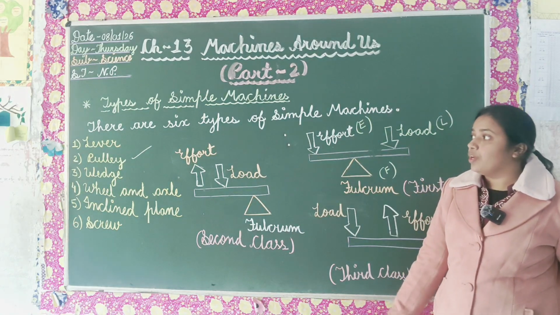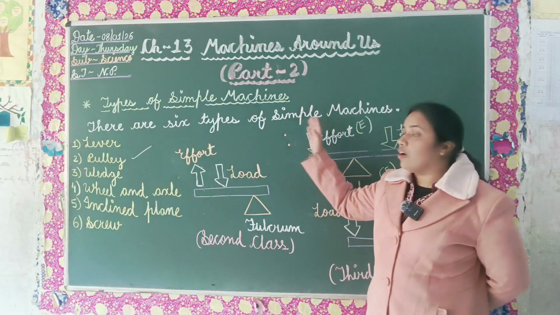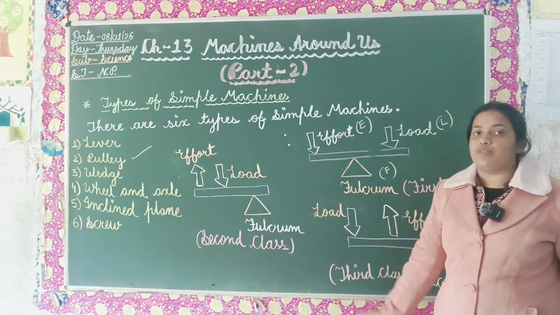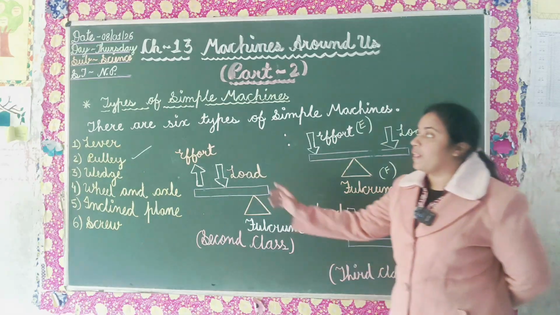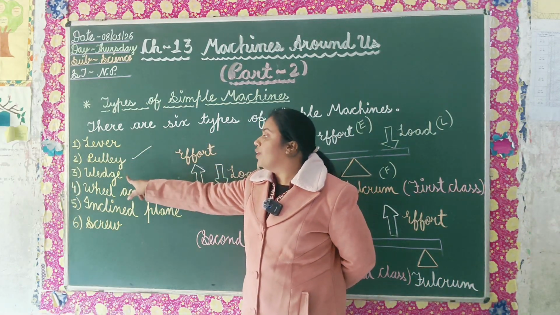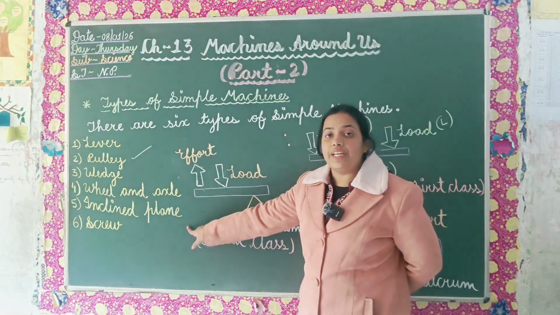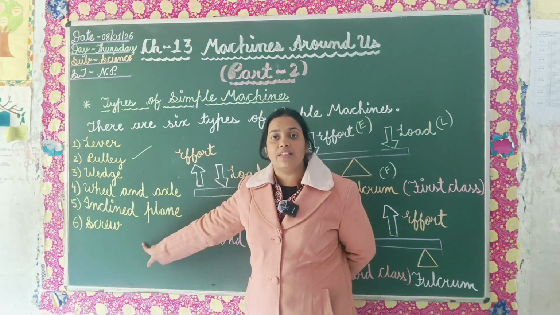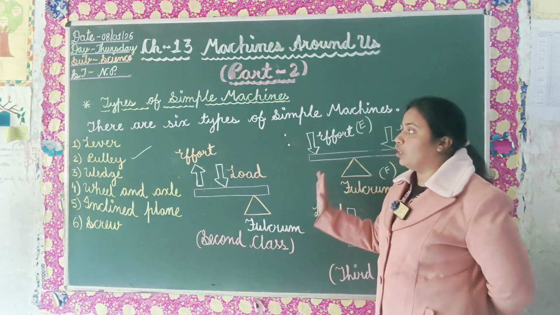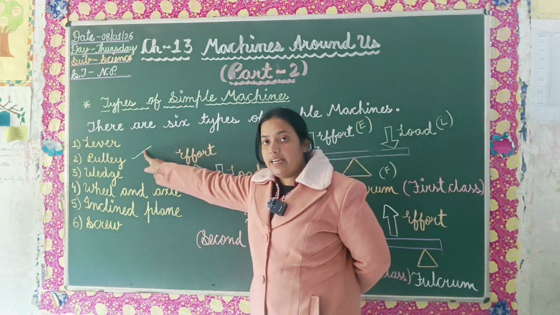All of you look at the board. There are 6 types of simple machines. How many types of simple machine? 6 types of simple machine. First one is lever, second pulley, third wedge, fourth wheel and axle, fifth inclined plane, and the sixth is screw. First of all, we are going to discuss the first type of simple machine, that is lever.